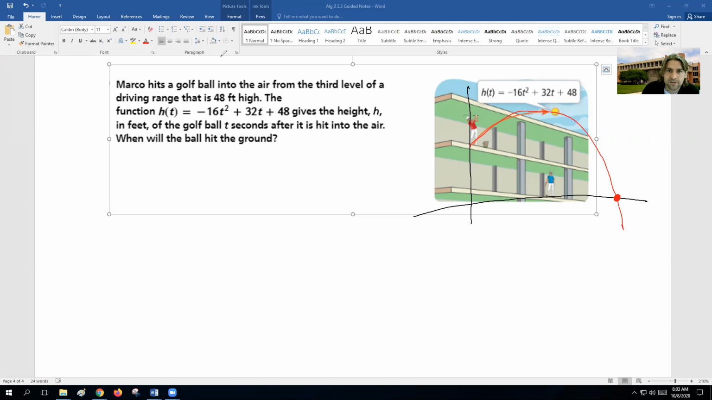So if we want to solve this, what we want to do here is to take the equation, negative 16t squared plus 32t plus 48, and set that equal to 0. When will it equal 0? When does the height equal 0? That's when we can find out the t, the time that the ball hit the ground.